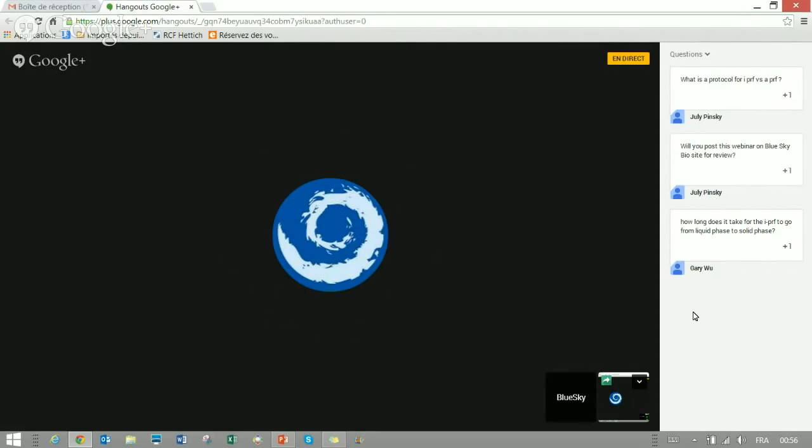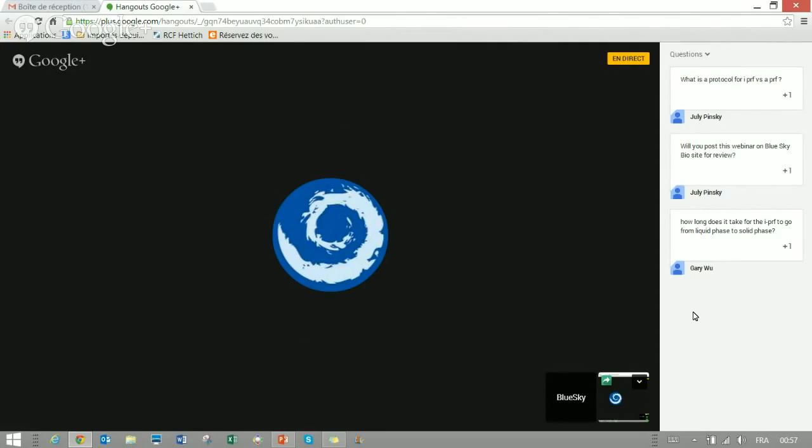Yes, we need only 1 to 2 minutes to go from the liquid phase to the solid phase for the i-PRF. Maximum is 2 minutes. And what about i-PRF versus A-PRF? We do the i-PRF and the A-PRF with the same machine. For the i-PRF, we have to use a different tube. This is a new tube, and this new tube will be available only in 2 or 3 weeks because those tubes are in production. But we can use the same centrifuge, and if the dentist already has an old centrifuge from us, they can use the same centrifuge, but the protocol will be different.